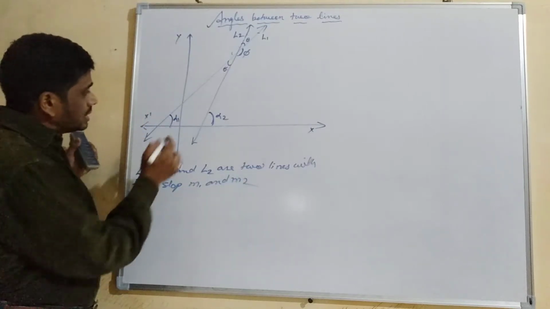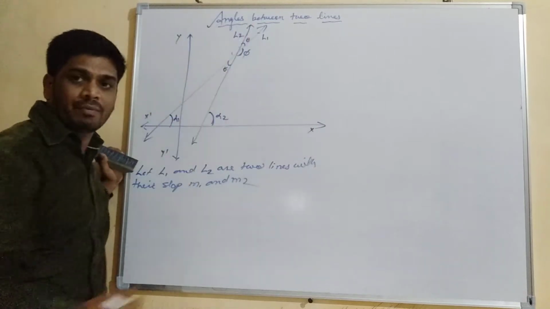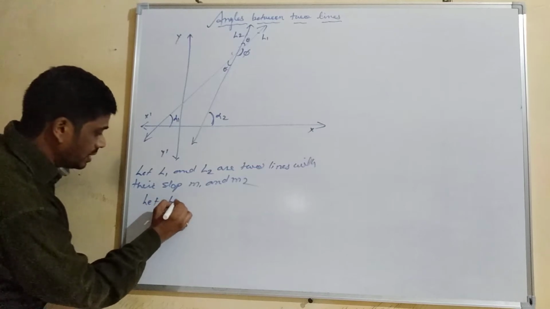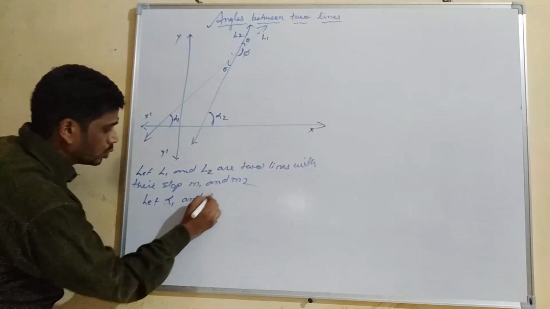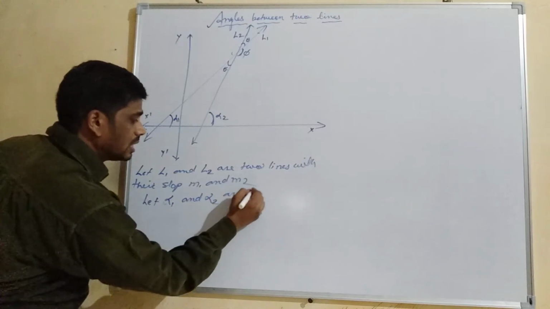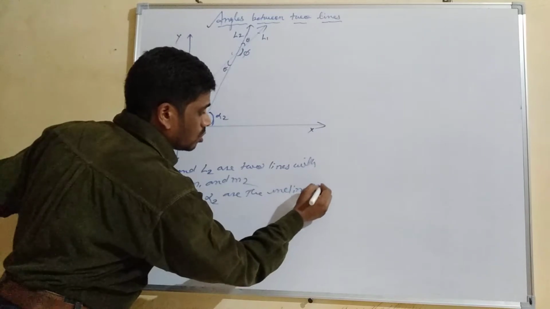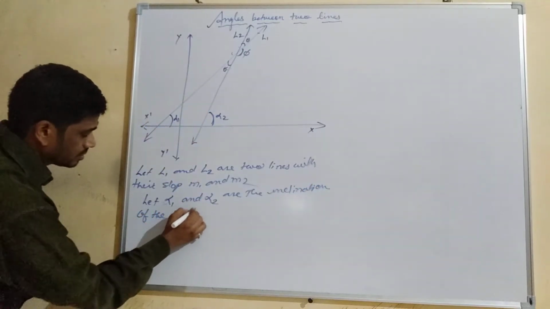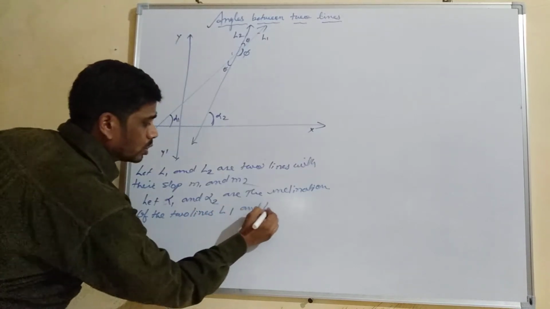Okay, and alpha 1 and alpha 2 are the inclinations of these two lines L1 and L2. So let alpha 1 and alpha 2 be the inclinations of the two lines L1 and L2 respectively.